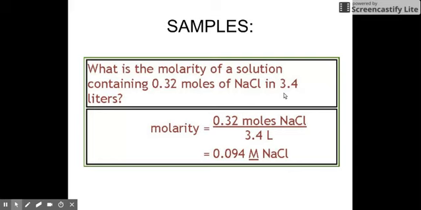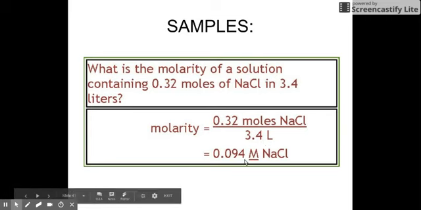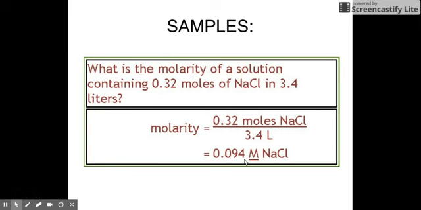So because you got the units that you need, all you need to do is substitute them right away in the formula of moles solute divided by liters of solution. So therefore, you got 0.32 divided by 3.4 liter. So you get 0.094 molar of sodium chloride. So this is a very simple calculation of molarity.